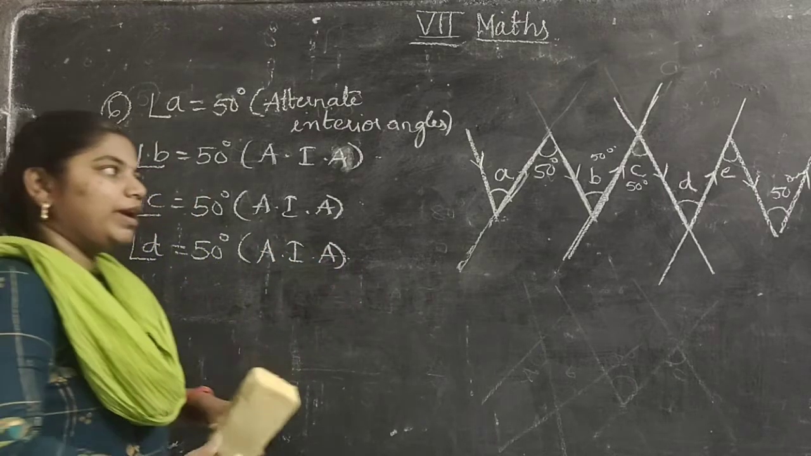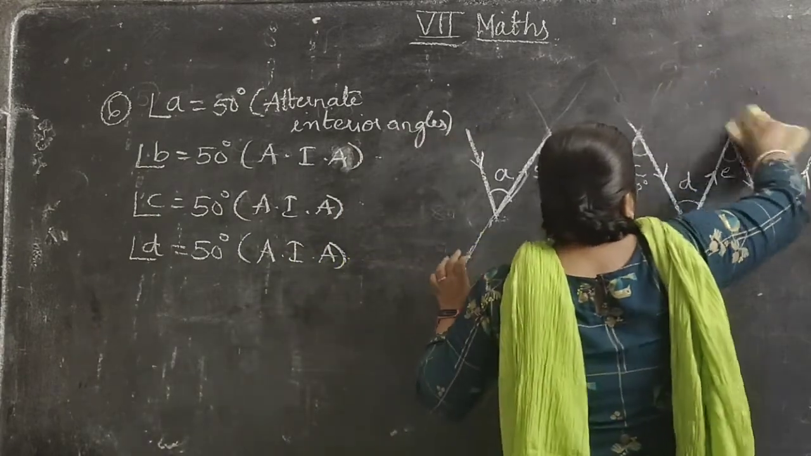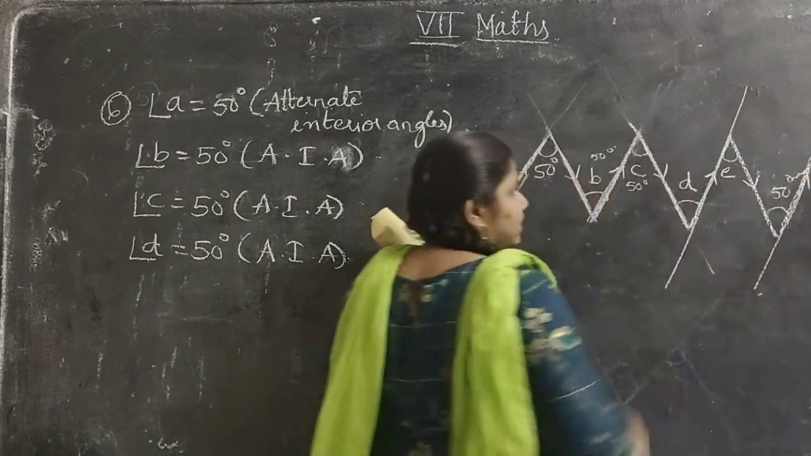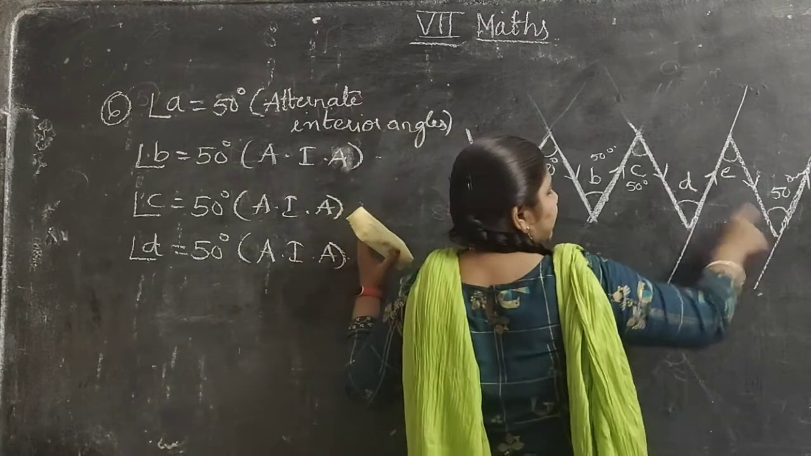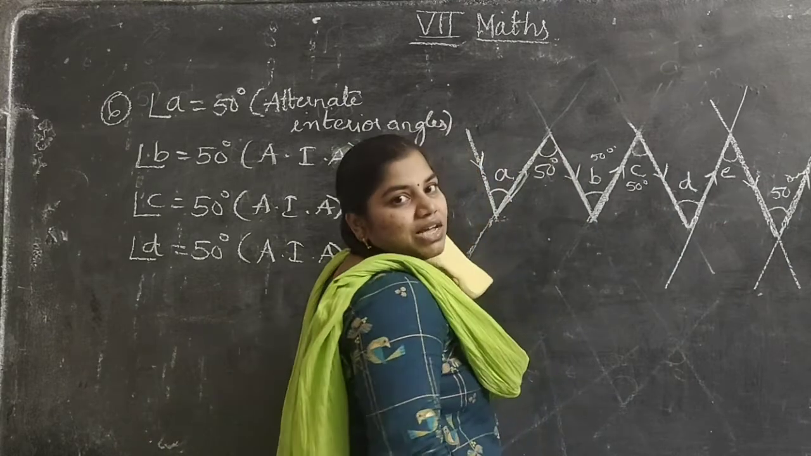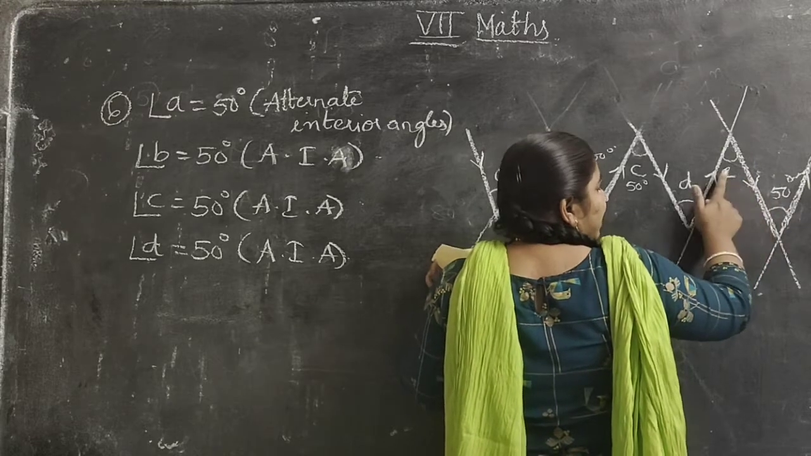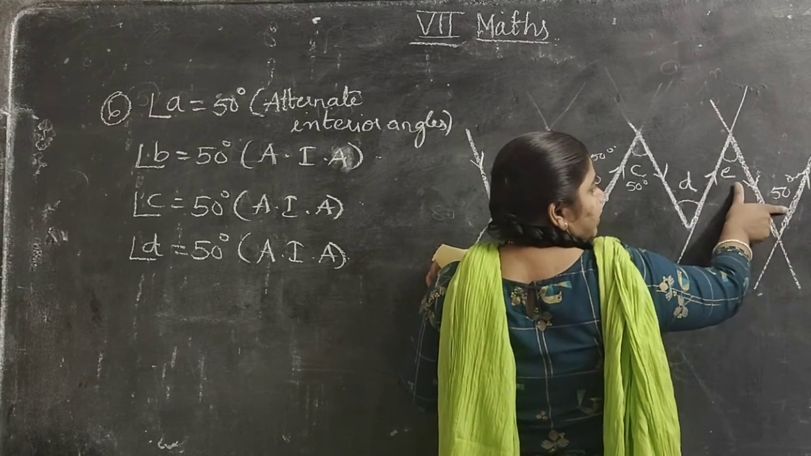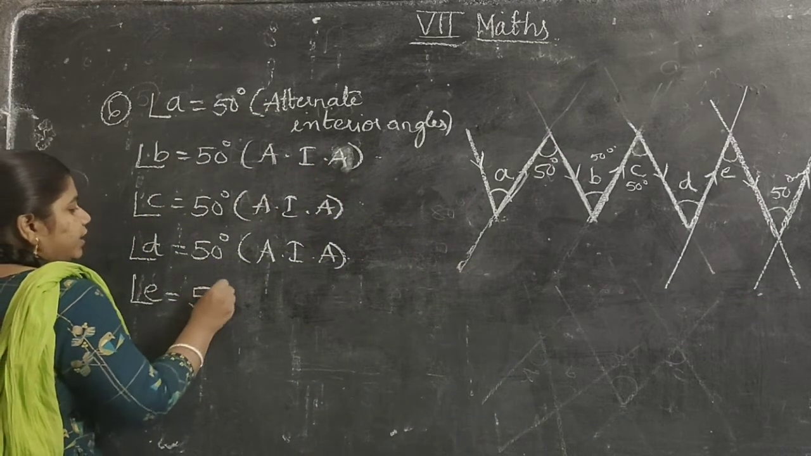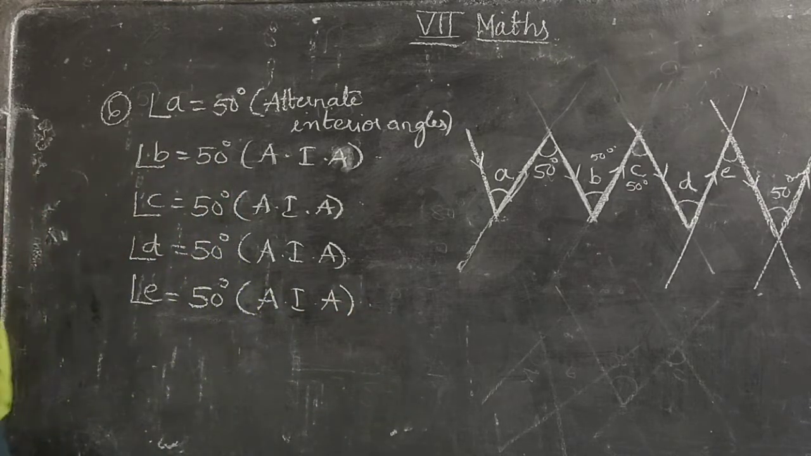Now the last angle, angle E, we have to find. How to find angle E? I am taking these two lines now. This line and this line are parallel lines and this is a transversal for them. Why are we calling it a transversal? Because it is intersecting at two different points. If you see these two angles, angle E and angle 50 are alternate interior angles. So we can write angle E is equal to 50 degrees because they are alternate interior angles. Alternate interior angles will always be equal.